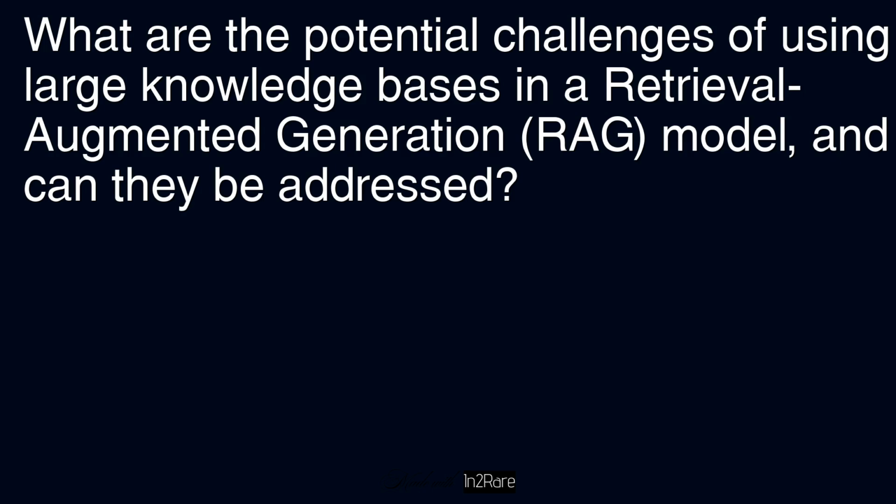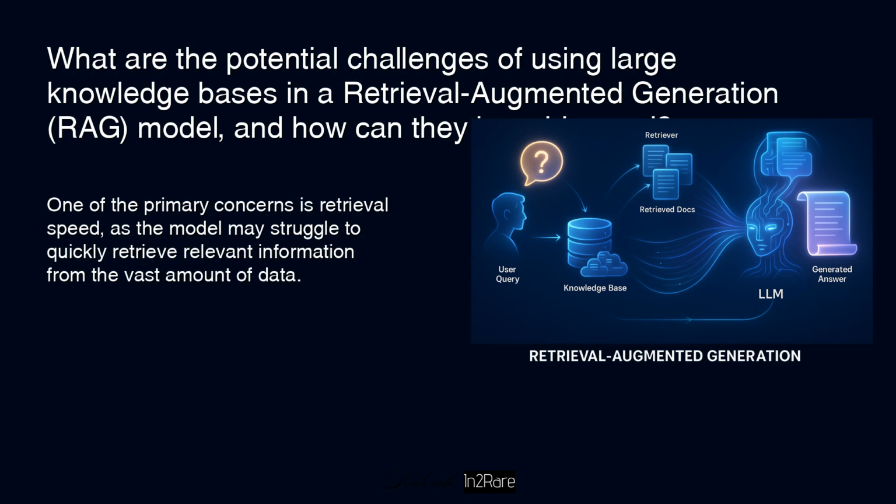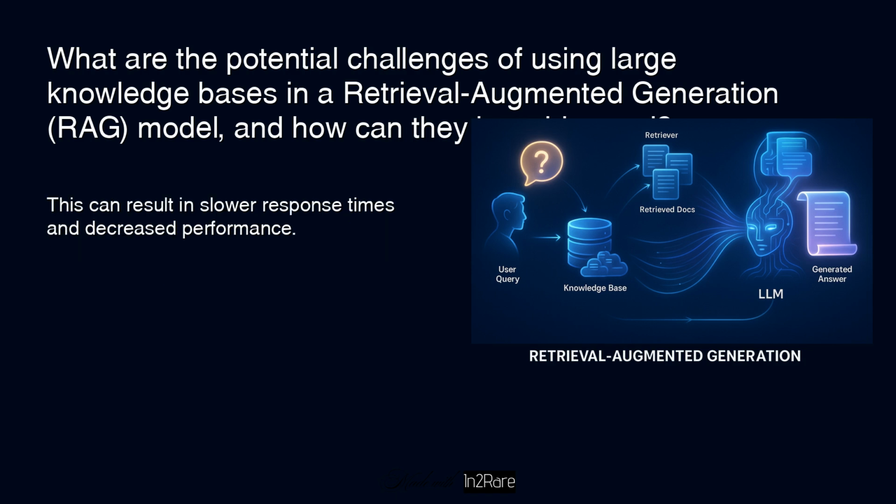What are the potential challenges of using large knowledge bases in a Retrieval-Augmented Generation (RAG) model, and how can they be addressed? Answer: using large knowledge bases in a RAG model can lead to several challenges. One of the primary concerns is retrieval speed, as the model may struggle to quickly retrieve relevant information from the vast amount of data. This can result in slower response times and decreased performance.